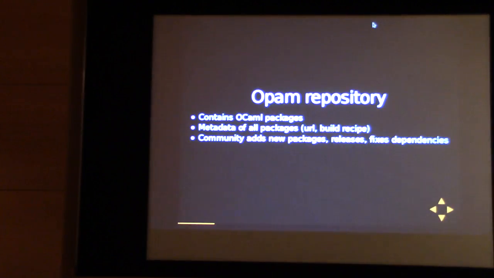So what is the OPAM repository? I think you already know. It contains OCaml packages plus metadata. I describe as metadata the URL to the tarballs and the build recipes, which are inside of the OPAM files. It also sometimes contains arbitrary patches to some tarballs if they don't compile with a newer version of OCaml or so.